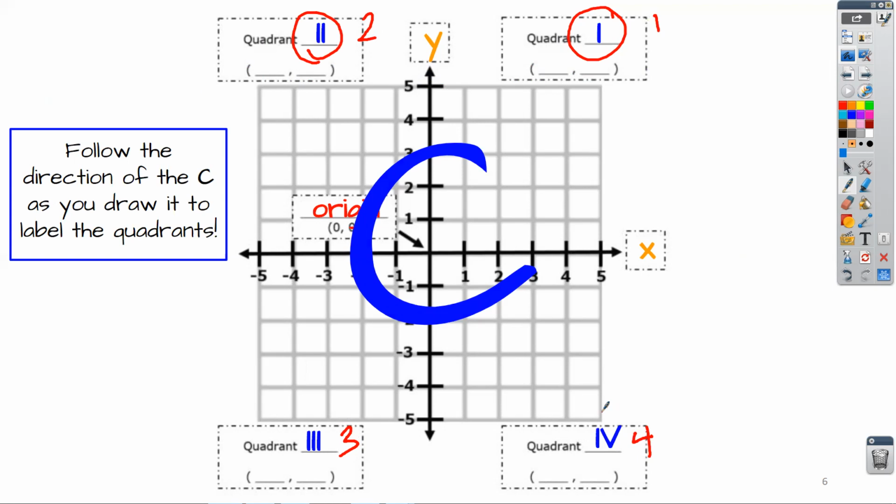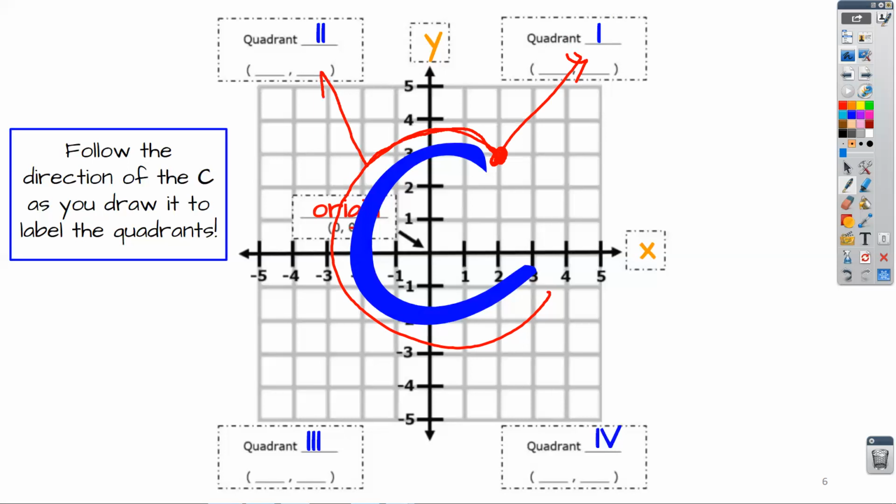Now, if you look to the left of the screen, you see where it says follow the direction of the C as you draw it, and it labels the quadrants. So what that means is if I start right here and I draw a C, well, the C is literally the direction the quadrants are being labeled. So here is 1. As I go around, there's 2. Keep going, well, there's 3. And if I keep going, well, there's quadrant 4. So if I draw a C on the coordinate plane, it is labeling the quadrants for me in the correct order.